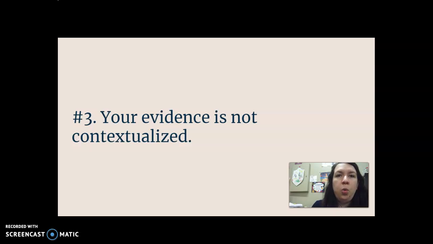So your quotes and your evidence need to have context to them. I need to know at least a little bit about what's going on in the speech at this point, what they're talking about, before you give me the purpose. So that can be resolved by you either paraphrasing what's going on or just quoting a little bit more. Okay.